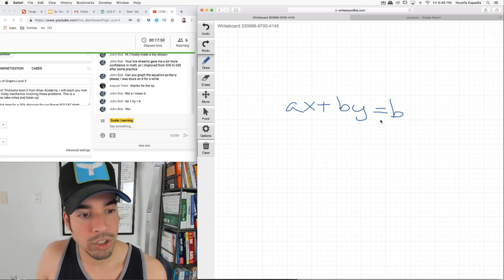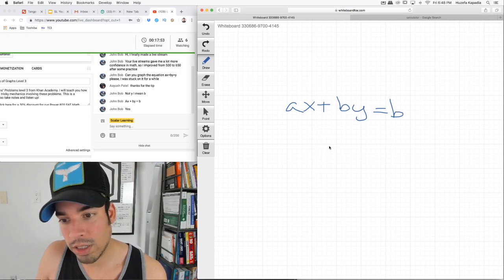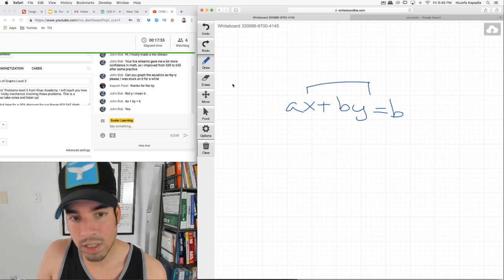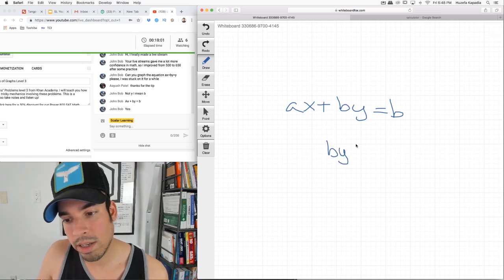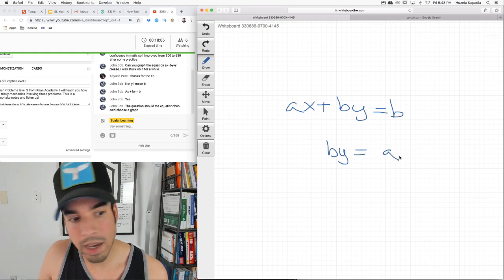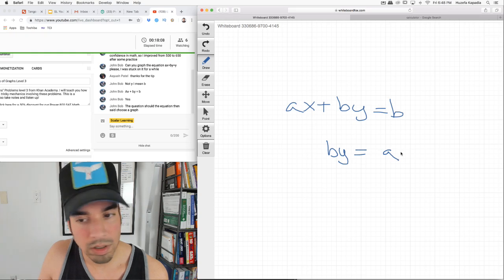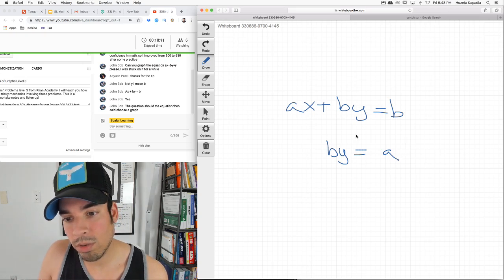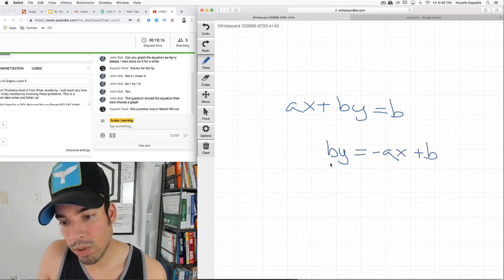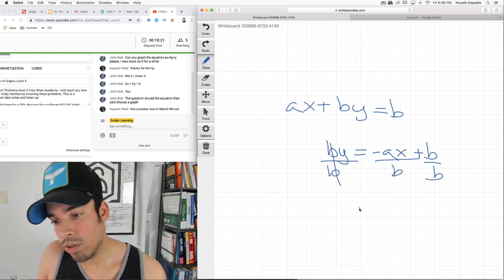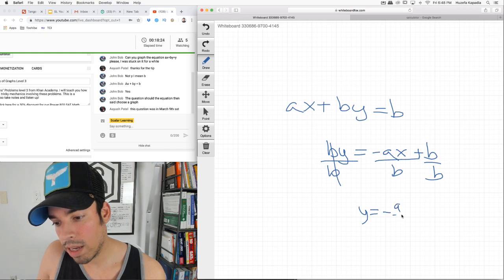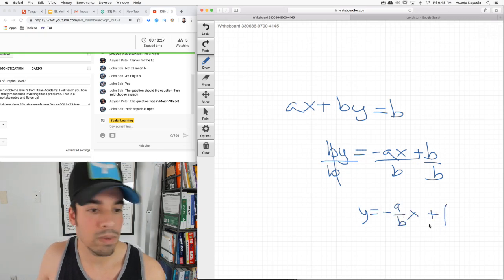Well, if this is the equation, I can tell you it's linear because both of these have no exponents. I would isolate the y. By equals negative ax plus b, and then we're going to divide everything by b. And then you'd get y equals negative a over b times x plus 1.